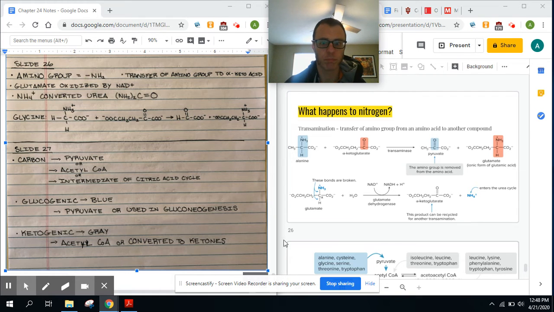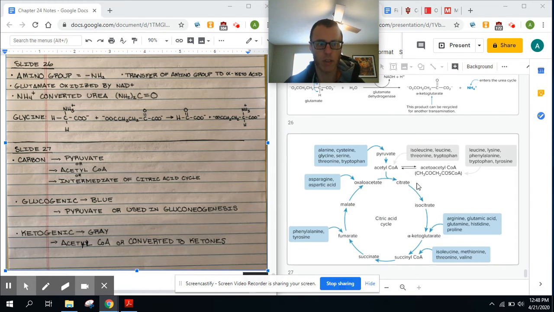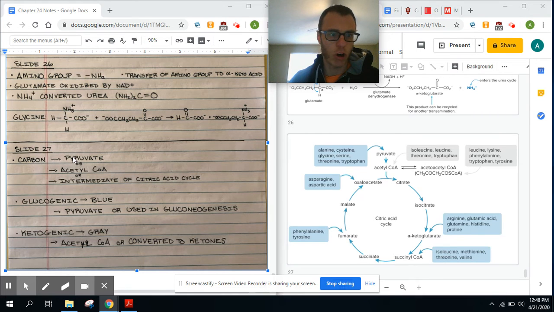So there you go. Now this looks a little bit crazy. Now don't think you're going to have to memorize what happens to every amino acid and where it goes and all that stuff. But this is the idea here. You have different amino acids entering the citric acid cycle at different points. Now carbon becomes pyruvate, acetyl-CoA, or an intermediate of the citric acid cycle.